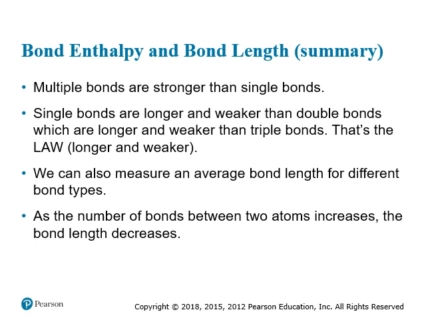Also, for different bond types, we understand that the bond energy or the bond enthalpy is not going to be the same for a carbon-oxygen bond in one molecule as a carbon-oxygen bond in a different molecule. We can measure an average bond length for these various bond types. And as the number of bonds between two atoms increases, the bond length decreases.